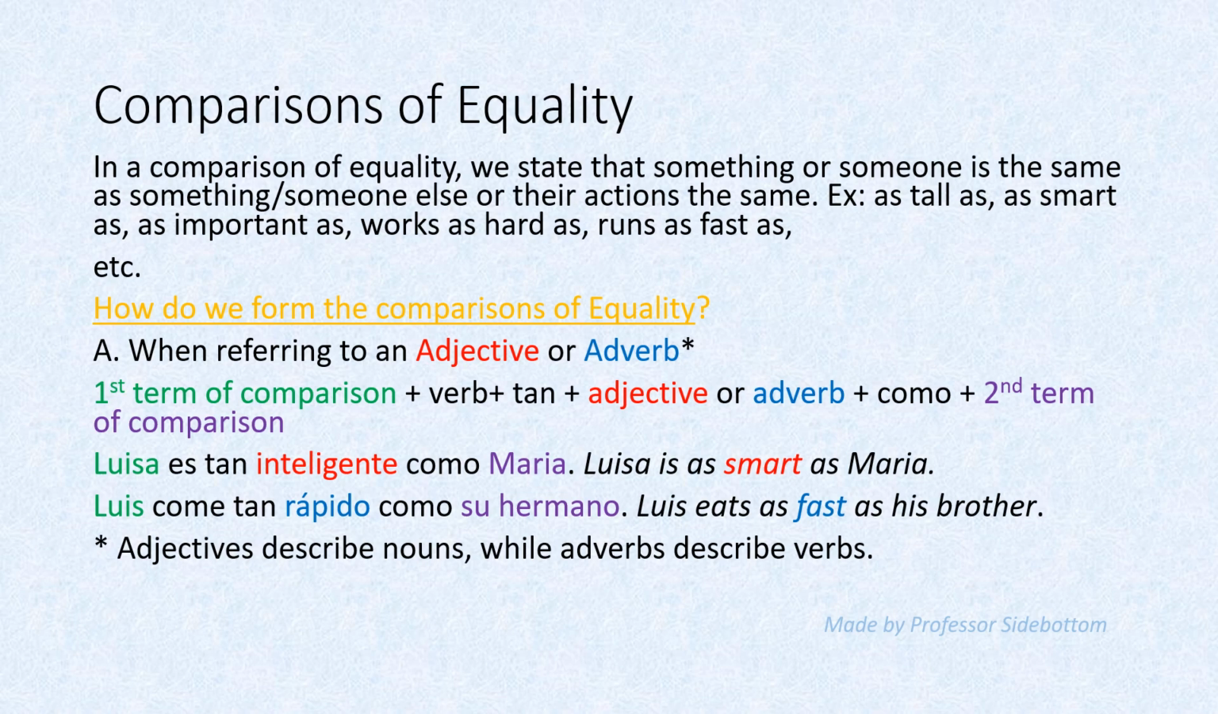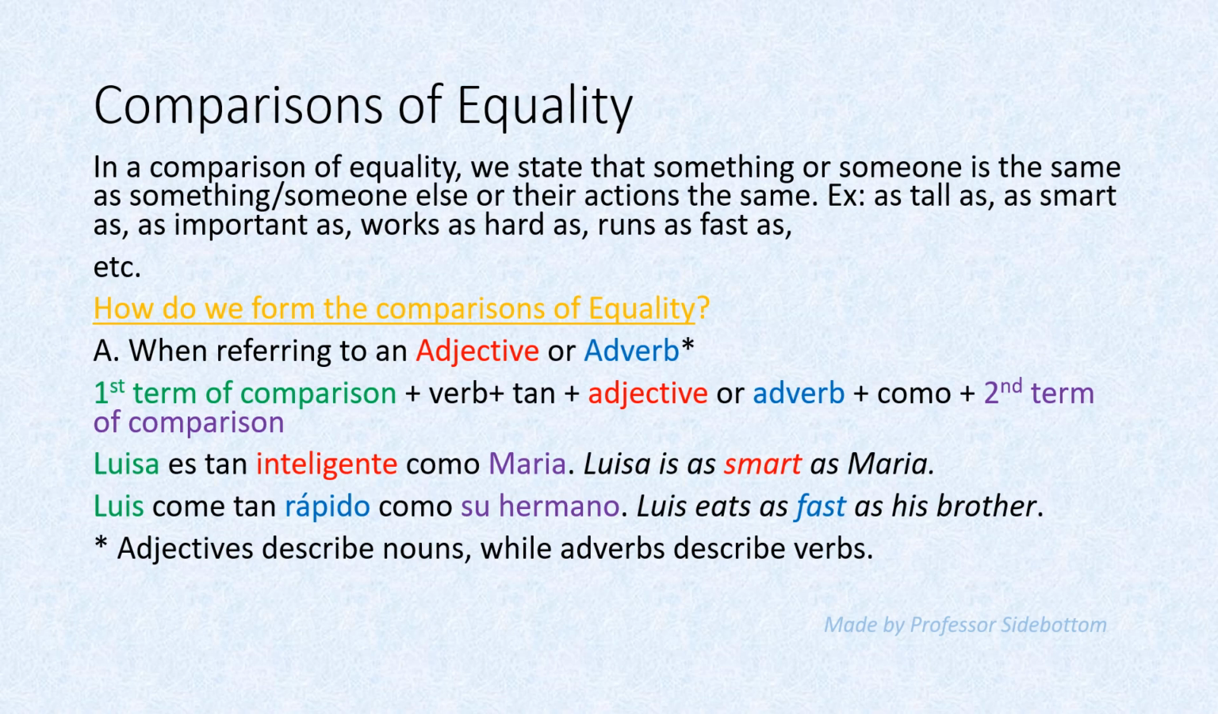etc. And now let's see how we form the comparisons of equality. We will start with adjectives and adverbs. For adjectives and adverbs, we follow this formula. First term of comparison plus verb plus tan plus adjective or adverb plus como plus second term of comparison.